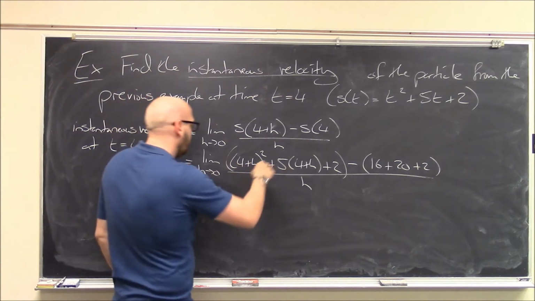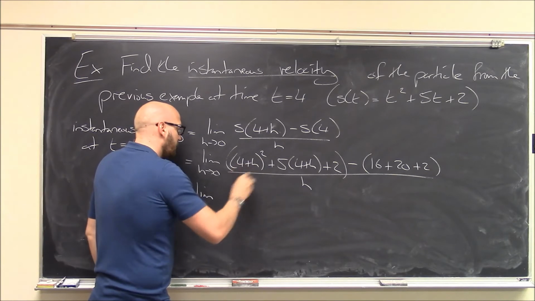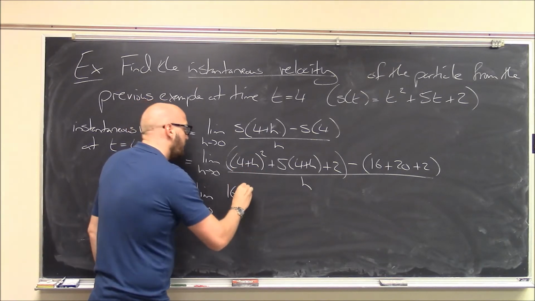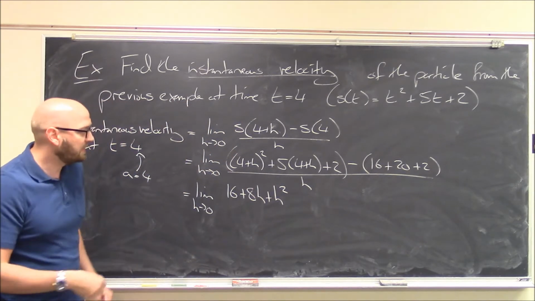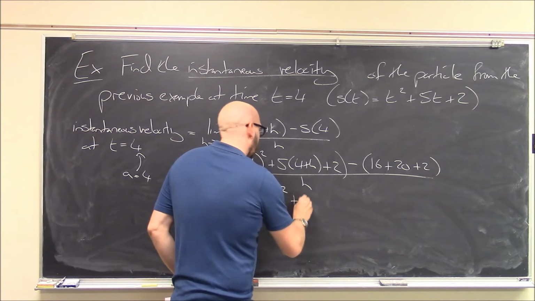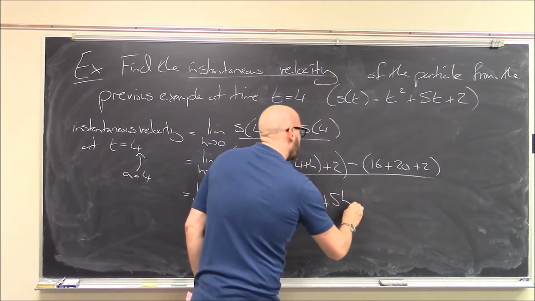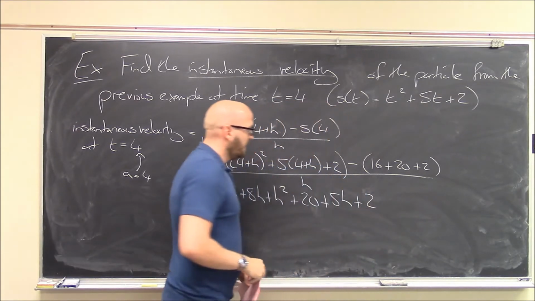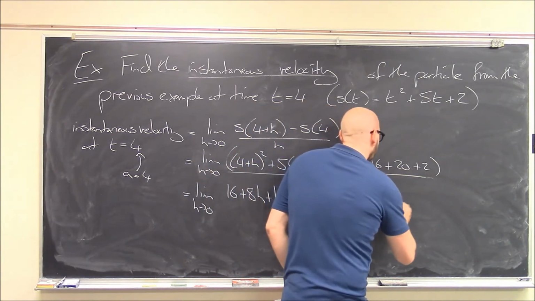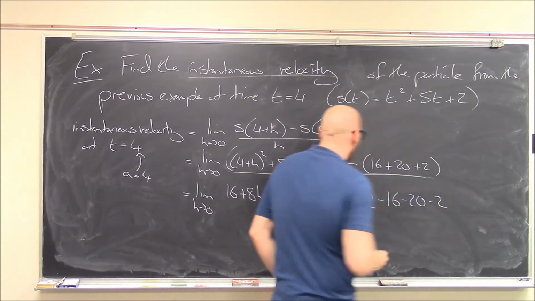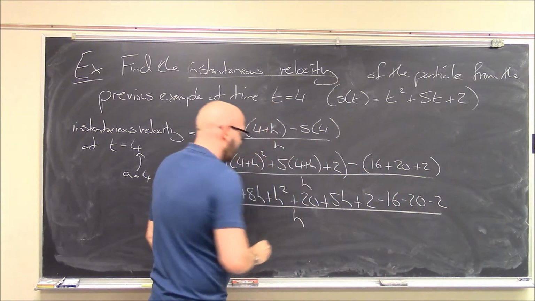We will expand the entire top here, so we'll start FOILing. 4 plus h squared, FOIL that out: 4 squared is 16, plus 4h twice is plus 8h, plus h squared. I'm not FOILing that quickly, but check it if you don't believe me. Plus 5 times 4 is plus 20, plus 5 times h is plus 5h, plus 2. And here I need to distribute this minus: minus 16, minus 20, minus 2, all over h.